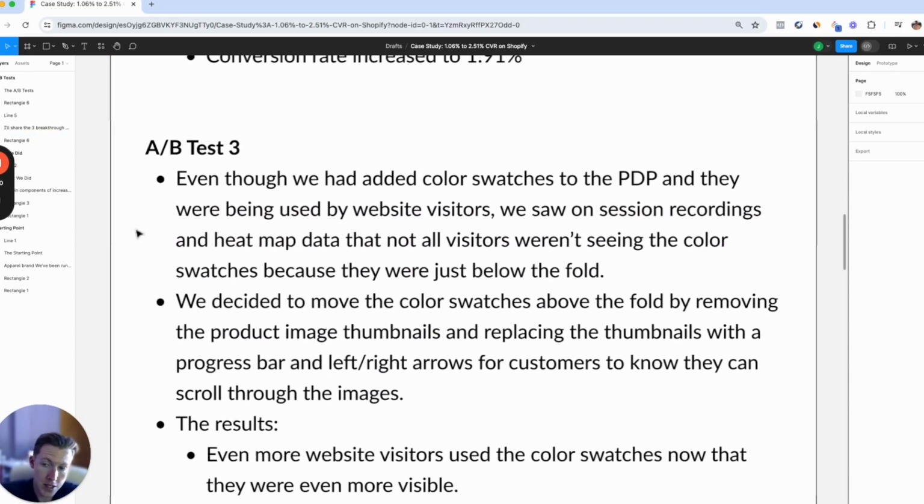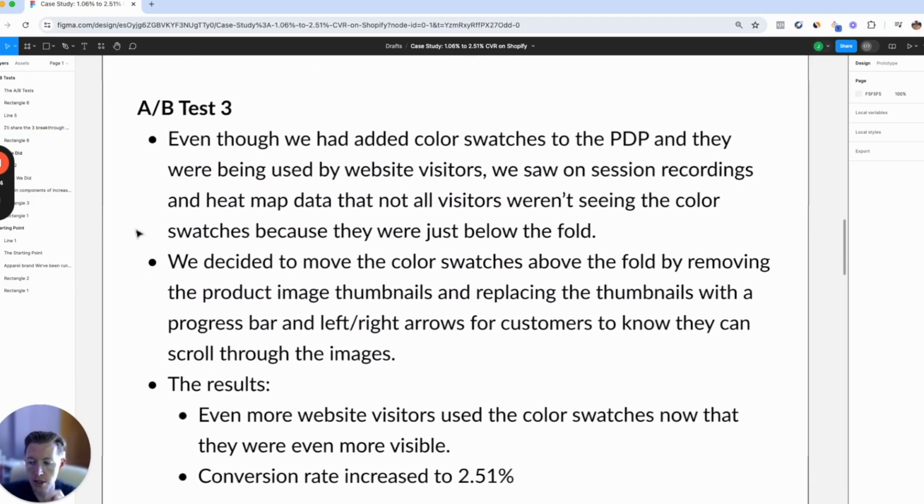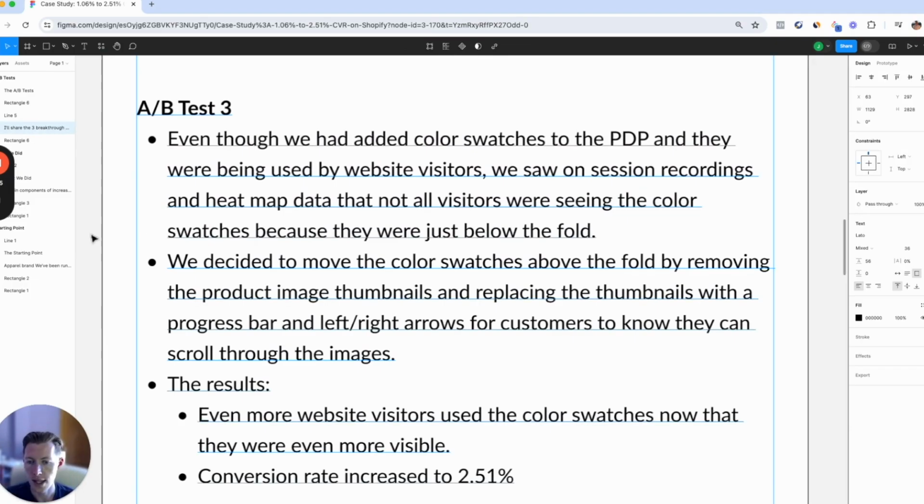And finally, A/B test number 3. Even though we had added color swatches to the PDP and they were being used by website visitors, we saw on session recordings that not all visitors were seeing the color swatches because they were just below the fold, right? They didn't really see them. So they would come to the product page, swipe through the images, and then click back if they wanted to look at a different product, because they couldn't see the swatches and they didn't actually scroll. Not all of the visitors, but a good portion.